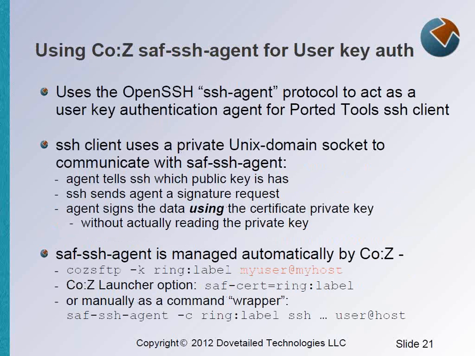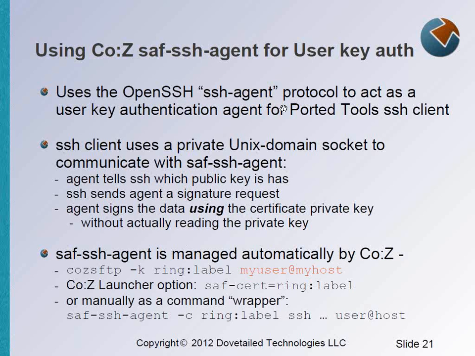So how do you deal with this? Well, again, we have this thing that we showed you. In fact, the SAF SSH agent is part of Cozy, which we had available somewhat before even 1.2 came out. You could use this with the old Release 1 version of Ported Tools before IBM had key support, RACF key support. So using this, what we do is we use this protocol in OpenSSH called the SSH agent protocol.